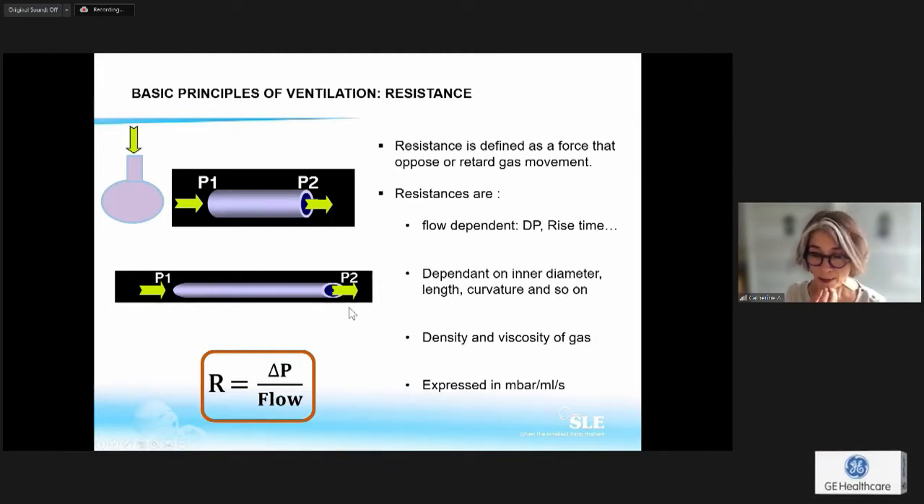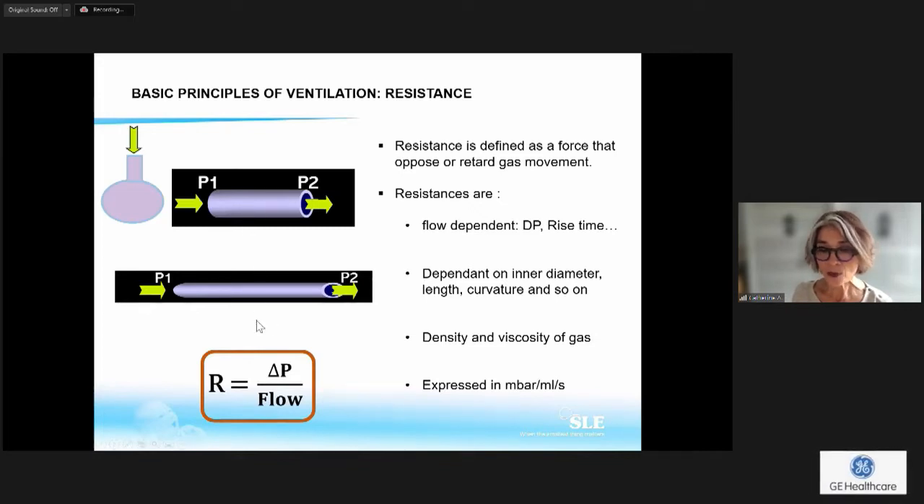It's what you experience when you blow into a straw. When you blow into a straw, you apply a very high pressure, but if you look at the tip of your straw, the pressure is very low. Why? Because you had a lot of turbulences inside your straw, a lot of rubbing, a lot of loss of pressure, and that is your resistances.